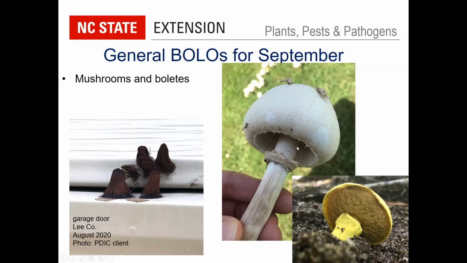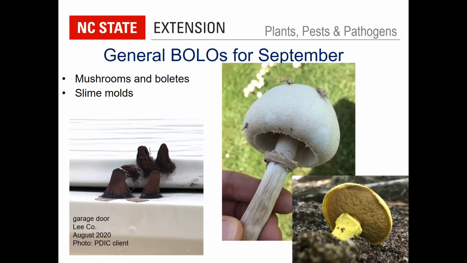So you can kind of see the gills developing here. Boletes would be soft like mushrooms, but they would have pores on the underside instead of gills. We had a bunch of these pop up in the yard at our house in the last couple of days. Also, we may be seeing some slime molds. We've got the moisture for it.